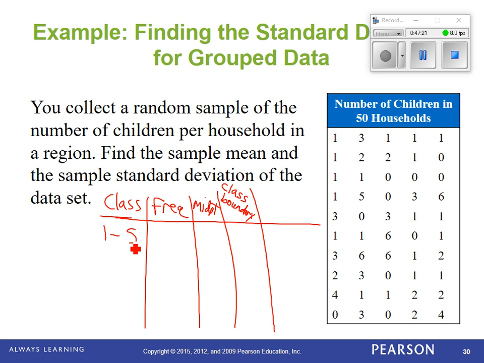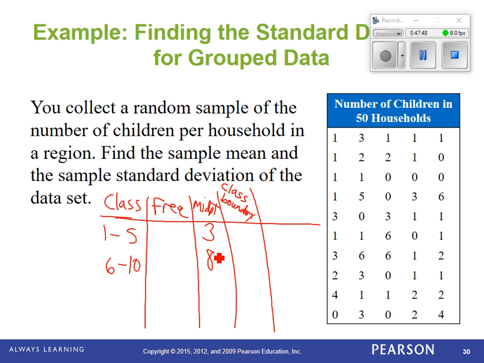If we had 1 to 5, and then 6 to 10, as our classes, remember midpoint: you just add these two together and divide by 2. So midpoint here would be 3, midpoint here would be 8. Class boundaries look like this, because you want to make sure it includes everything that it could possibly include.